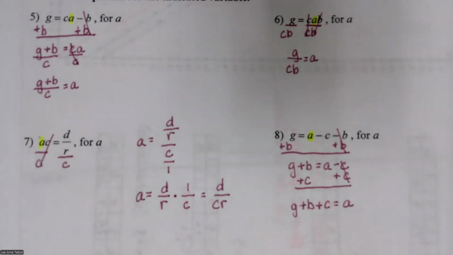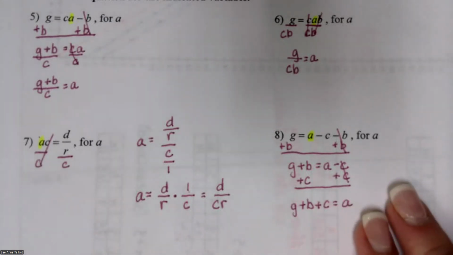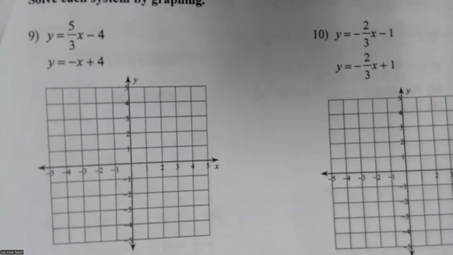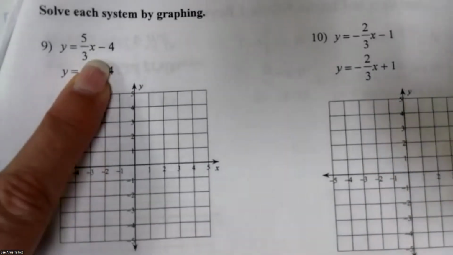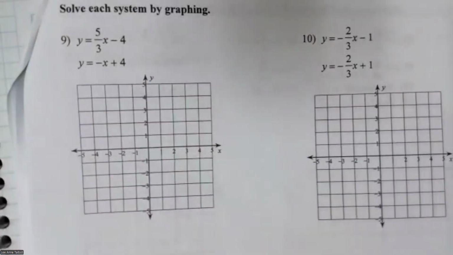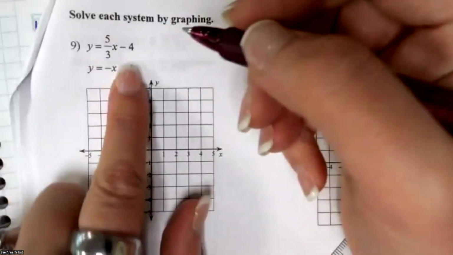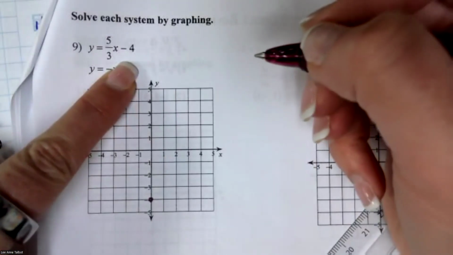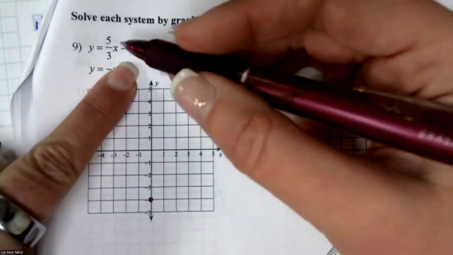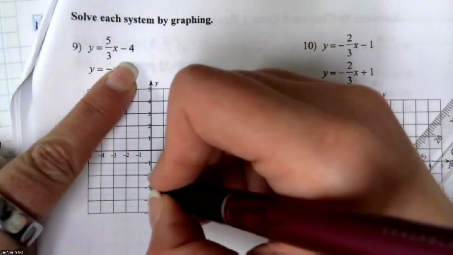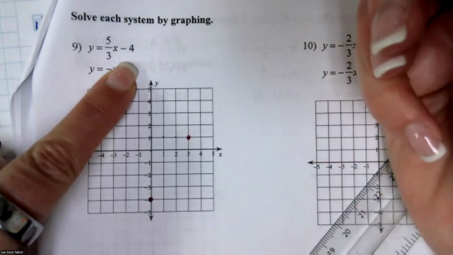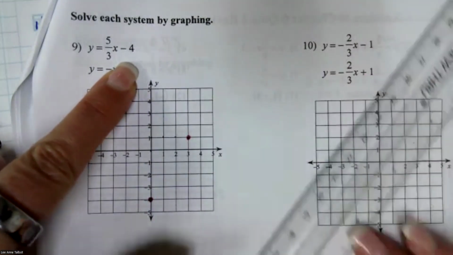Yes, 9? Okay, what is 9? Solved by graphing? Okay, so we graph them separately. Ruler, find where they cross. Okay, so start with -4 on B. And then the slope is 5/3. So I'm going to go up 5 over 3.